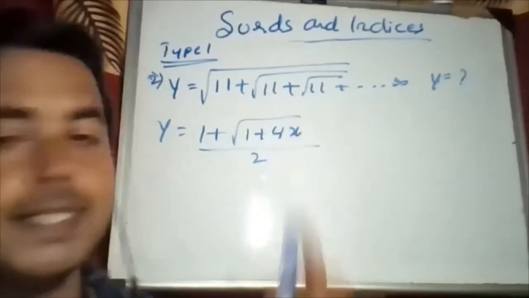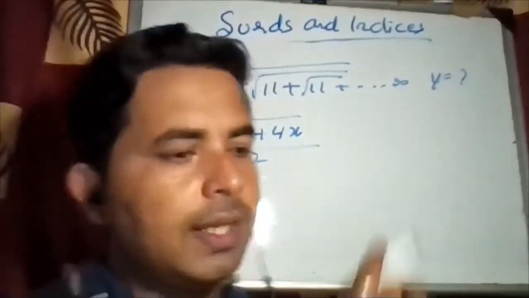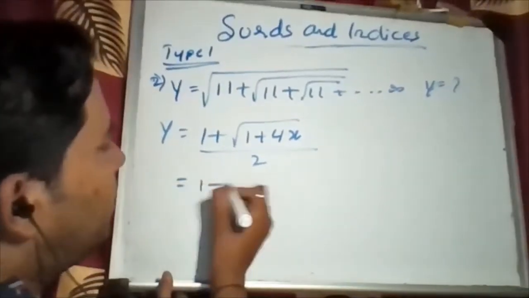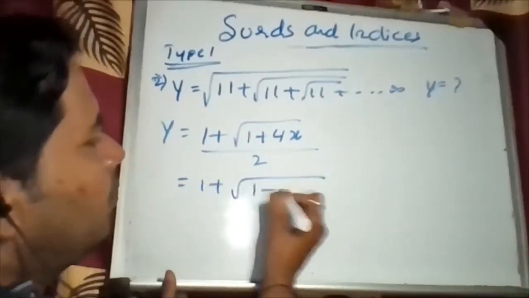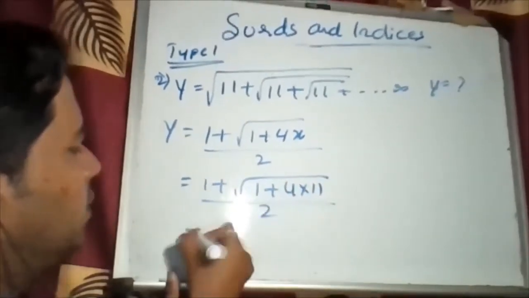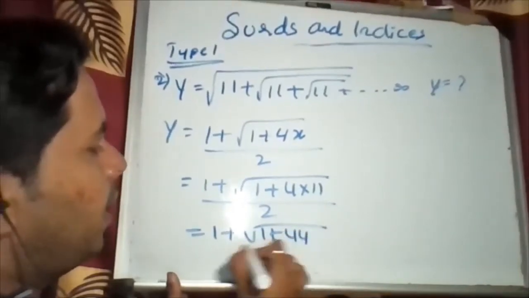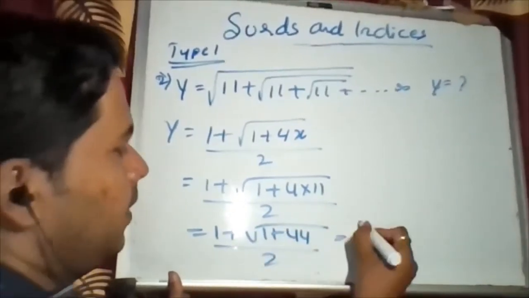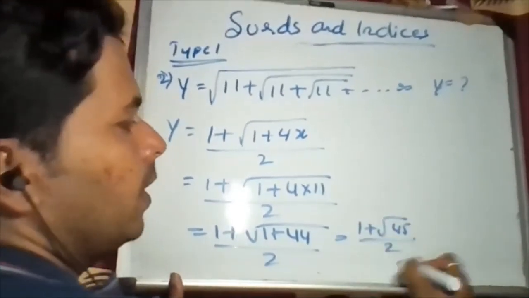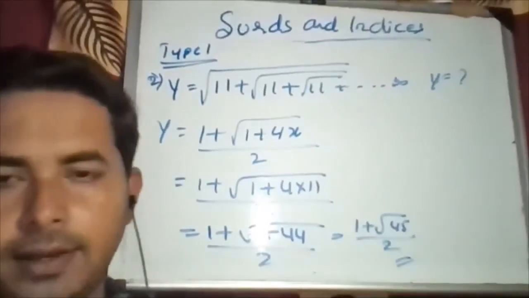So here x is what? My 11. So here my x is 11. So what I'll do? I'll just use here 1 plus square root of 1 plus 4 into 11, by 2. Okay. So here 1 plus 44 by 2, and your answer will come 1 plus square root of 45 by 2. This is your answer. Okay, your answer will come only this much.